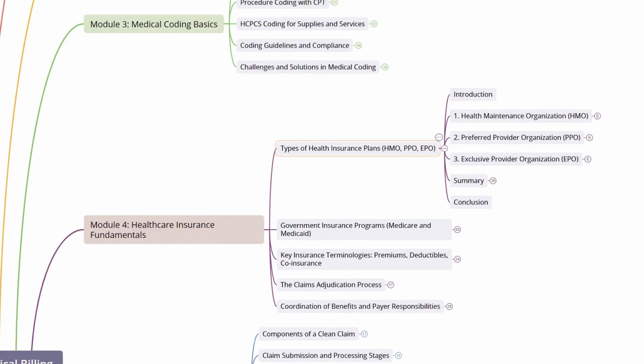Firstly, the types of insurance plans, HMO, PPO, and EPO. Understanding different plan structures helps clarify patient expectations and billing procedures. This section explores health maintenance organizations, preferred provider organizations, exclusive provider organizations, and their implications for provider network rules, authorization requirements, and reimbursement models.